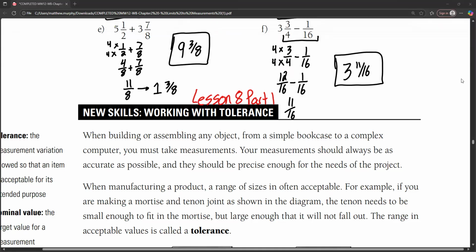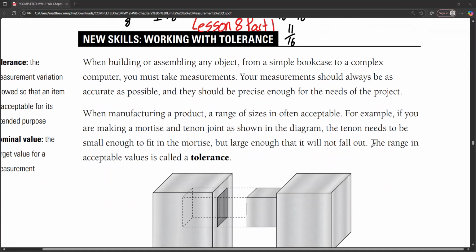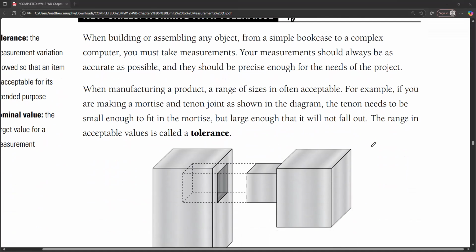Okay, this is lesson 8, part 1 for measurement, and we're going to be working with tolerance. So when building or assembling any object from a simple bookcase to a complex computer, you must take measurements. Your measurements should always be as accurate as possible, and they should be precise enough for the needs of the project. When manufacturing a product, a range of sizes is often acceptable, and we've looked at max and min.